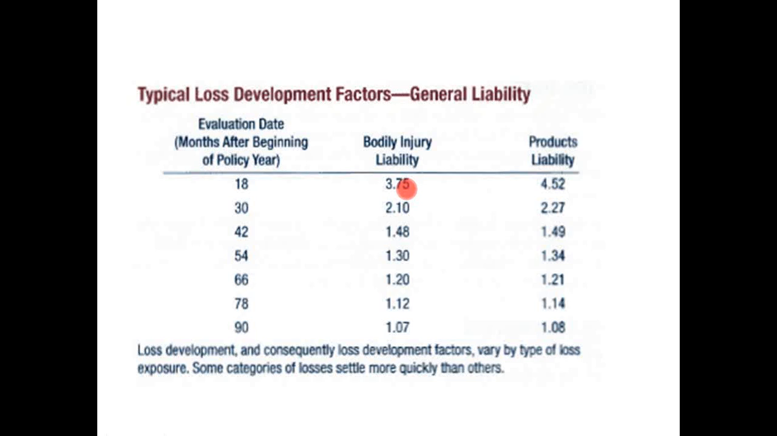So it is relatively stable as long as the claims continue to develop how they have in the past. Now, where things might change, and this is actually a good example from an exam question we might get, what would cause a loss development factor to increase for some reason? Well, it could be a change in legislation.